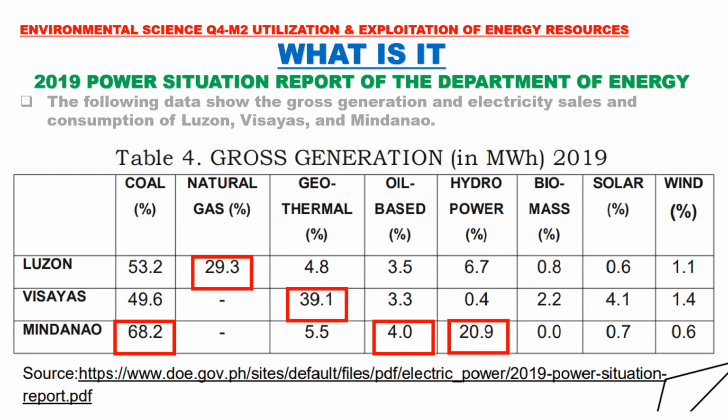Mindanao has the highest gross generation of hydropower with 20.9%. Visayas has the highest gross generation of biomass with 2.2%. Visayas has the highest gross generation of solar with 4.1%. And Visayas has the highest gross generation of wind with 1.4%.